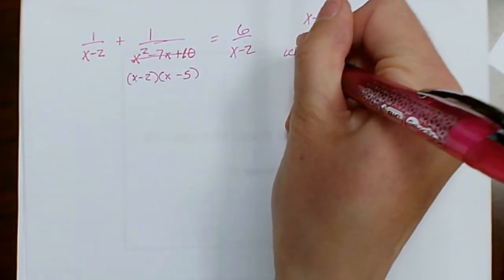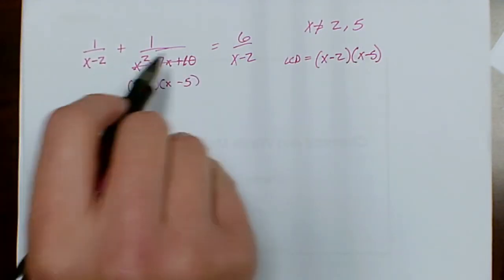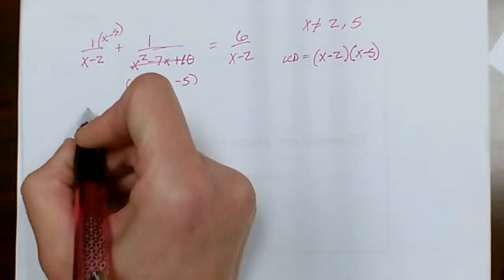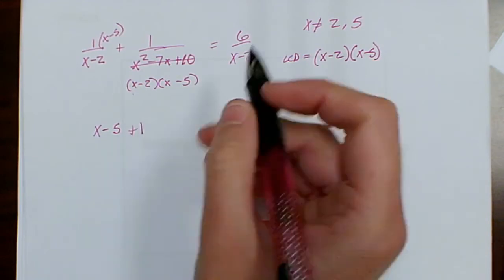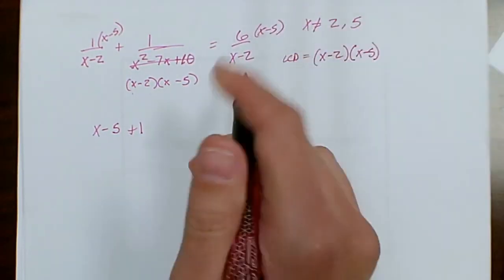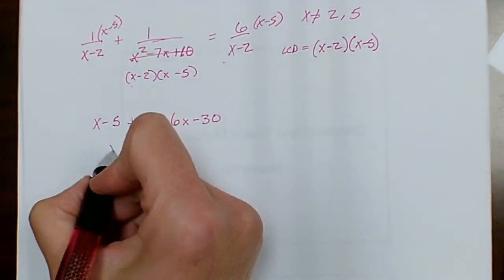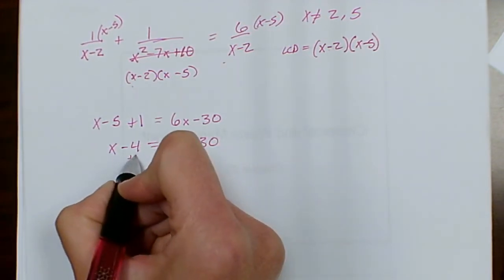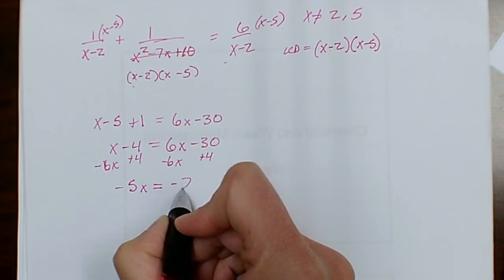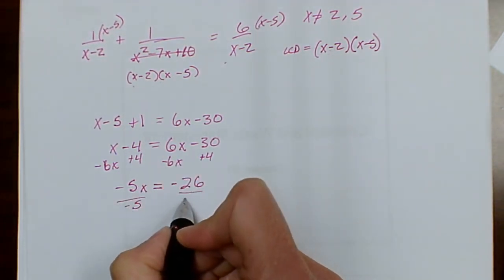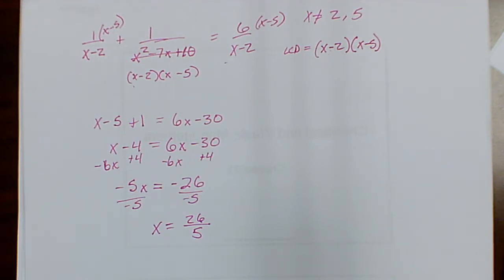Now, we're going to multiply every single term by the LCD. I'm not going to write that 3 times, so I'm going to look at the denominator. So this denominator will cancel this out, so I will multiply the numerator by the x minus 5. This one has both, or will cancel out both of these, so we will have a plus 1. And then this one, the x minus 5 will remain when we cancel these two out. And we are going to distribute that 6 through. X minus 4 equals 6x minus 30. Let's do some rearranging here. Negative 5x equals negative 26. And then divide by negative 5, so x equals 26 over 5, which should not be excluded from our answer, so that should work.